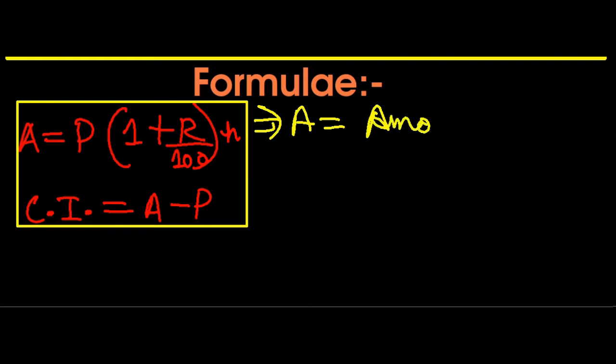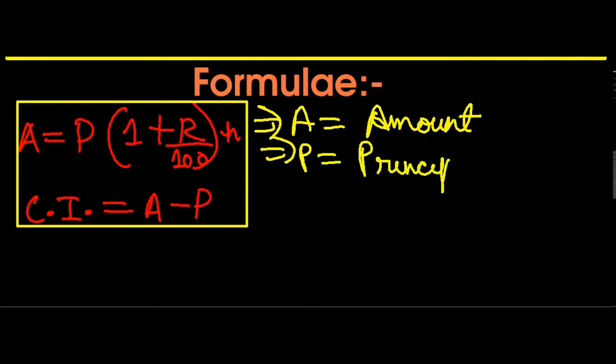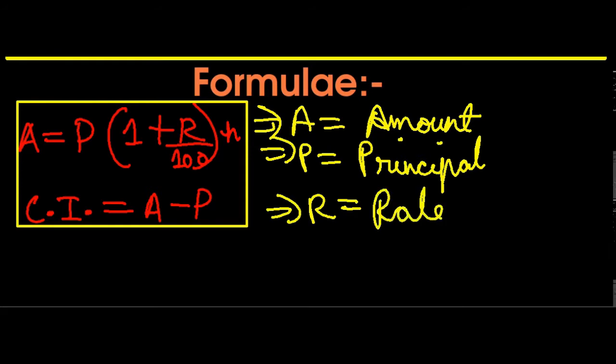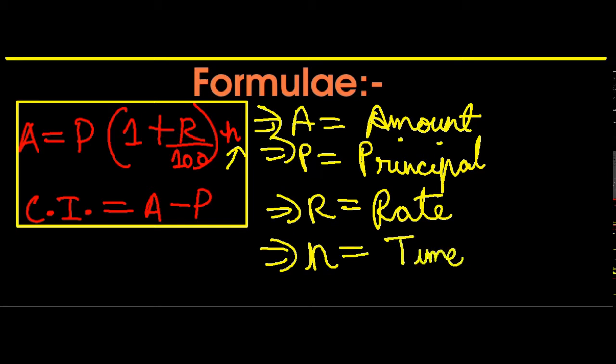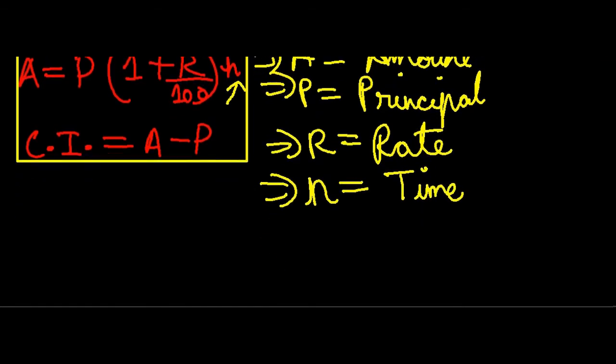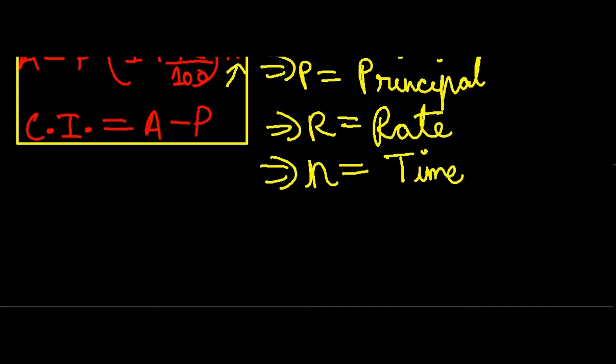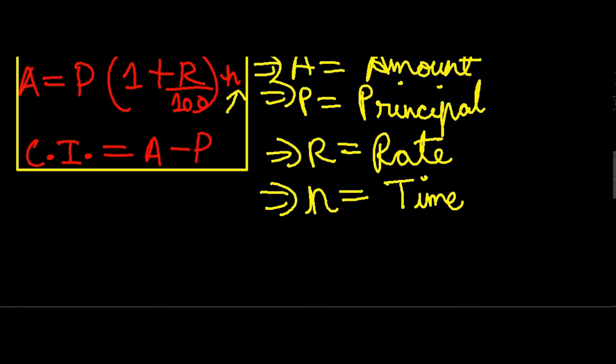A is equal to amount, and P in this formula is principal. R in the bracket is rate percent, and n is known as time. In the previous videos we represented time as capital T, but in this formula we represent time as small n. Okay friends, so let's start this sum.